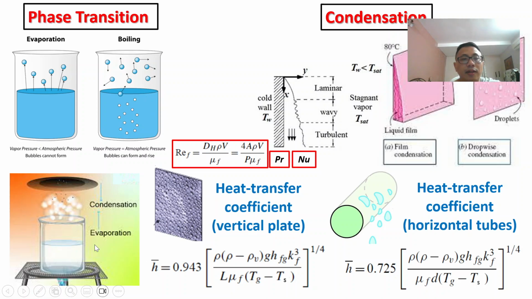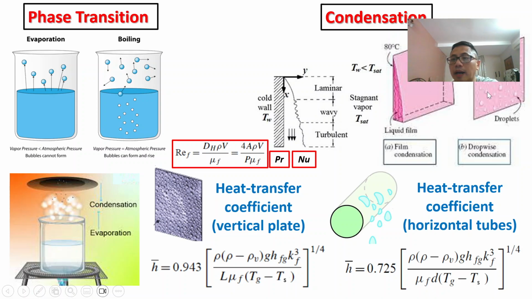Then condensation is actually the opposite of the evaporation and boiling process. We may have a cold plate on top, so the hot vapor evaporated from the liquid water, when it's cooled down by the cold metal plate here, will condense back to the bulk liquid here. Now the heat transfer coefficient for the vertical plate: the condensed droplets will form a layer on the vertical surface. So we learn this also.